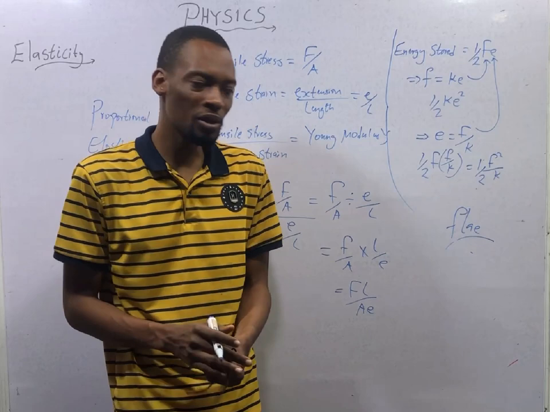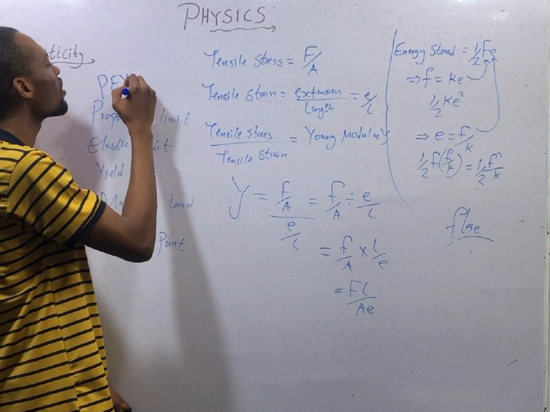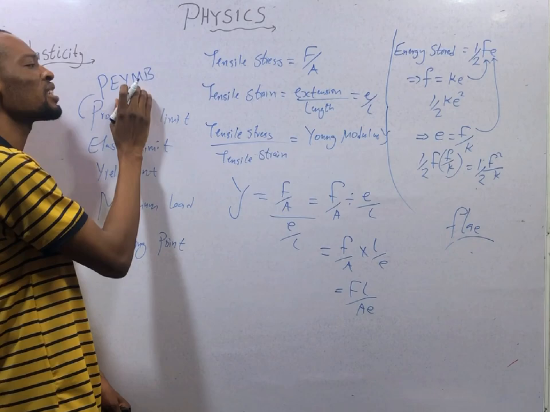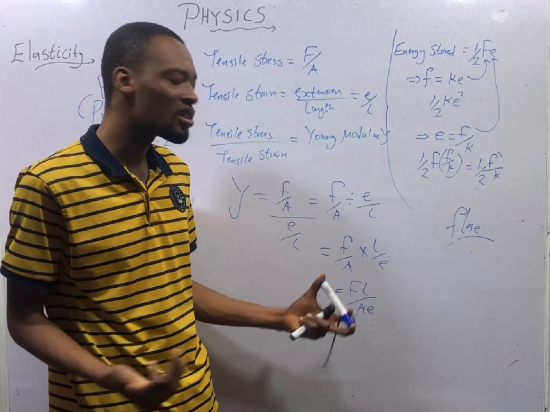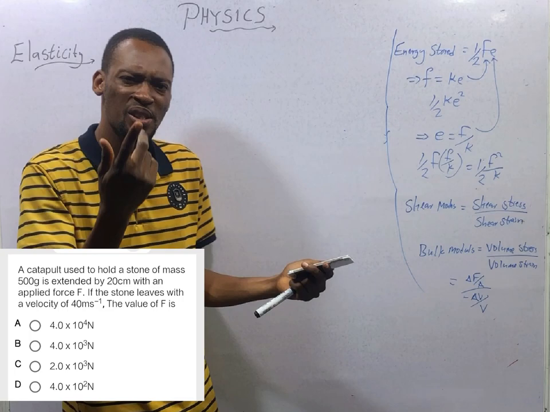Now, the shortcut for this is PEYMB: proportional limit, elastic limit, yield point, maximum load, and breaking point. Breaking point is the shatter point, right? Now, apart from Young modulus, we have shear modulus and other moduli. This is the formula. Look at what this question requires you to know.